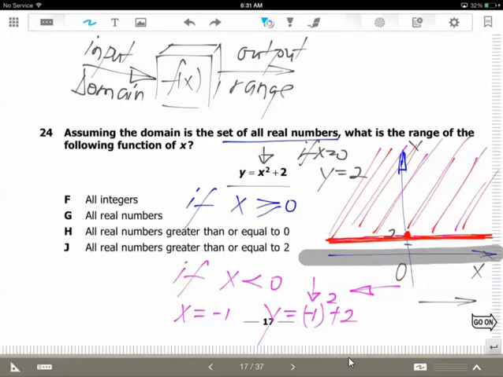All integers, no way. It has to be 2 or greater than 2. All real numbers, no way. All real numbers greater than or equal to 0, I don't think so, because it cannot be anything less than 2, so this one is not good. All real numbers greater than or equal to 2, and this is the correct answer for this problem, for all the reasons that have been discussed here.